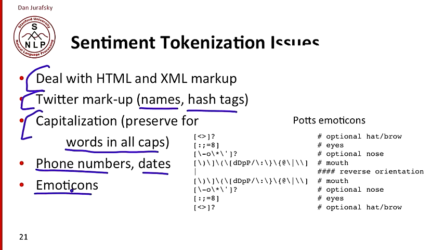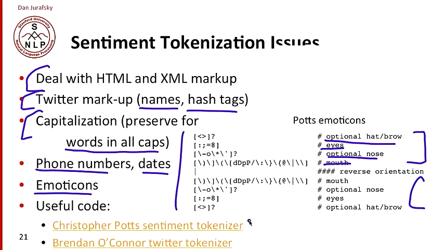So I'll show you here a set of regular expressions for detecting emoticons from Chris Potts. Here we have one long regular expression for recognizing an optional hat, followed by an eye, followed by an optional nose, and then a mouth, and so on. So you can see each of that, either in positive or reverse orientation. And this set of regular expressions comes from a whole sentiment tokenizer that I pointed you at here, and there are other kinds of tokenizers like Brendan O'Connor's Twitter tokenizer you can also go look at.